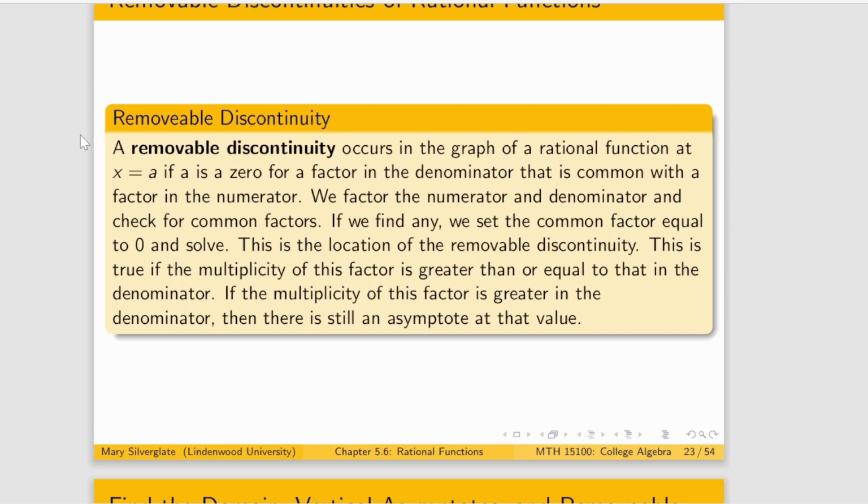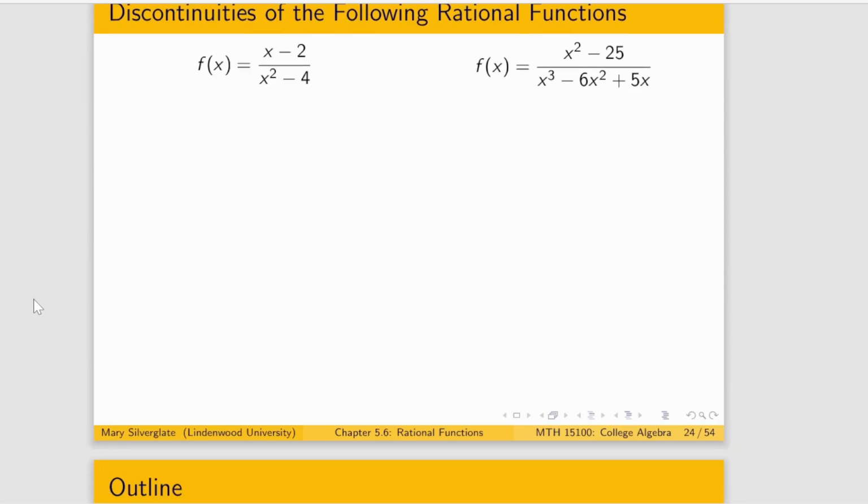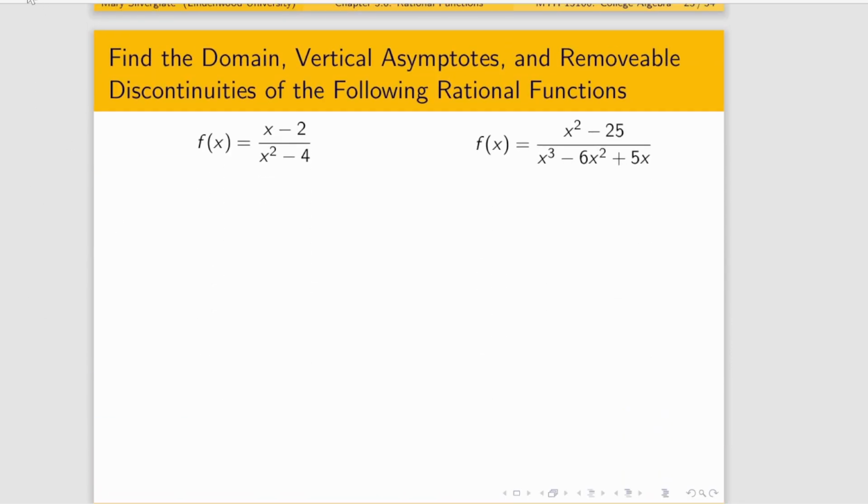And that's exactly what this is saying, is removable discontinuity comes at whatever simplifies or cancels out. That's all that's saying in more words. So let's practice differentiating these.